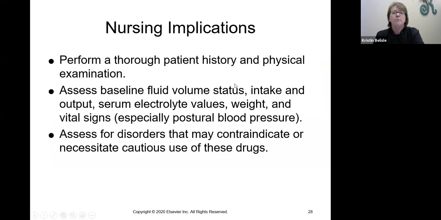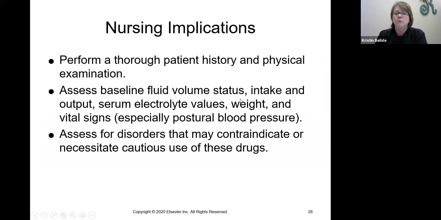Okay. Nursing implications. Let's go through this kind of quickly and I'll wrap this up. You want to perform a thorough patient history and physical exam always. You are only as good as your assessment. Just know that. As a nurse, you are only as good as your assessment. If you don't assess or you're not good at it, you're not a very good nurse. And I'm just going to go on record to say that. And I've seen both sides of it.